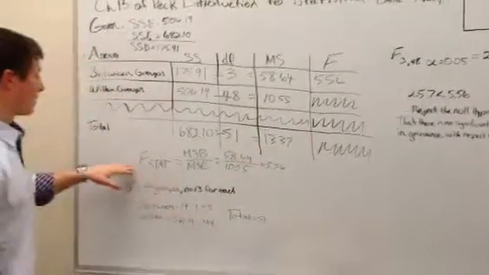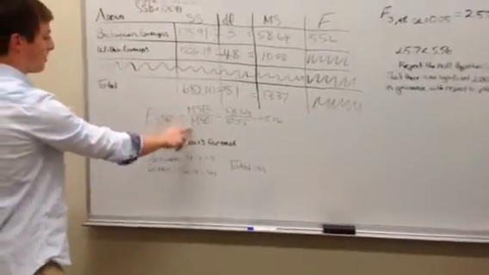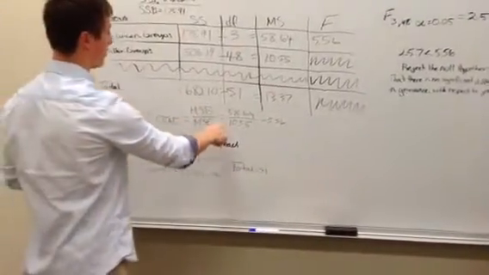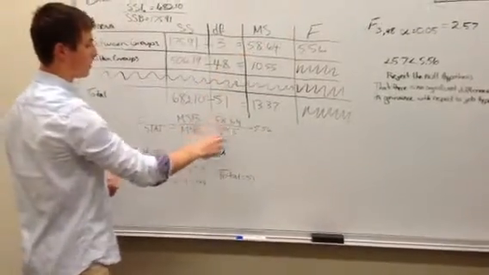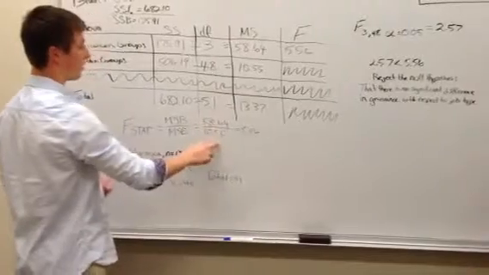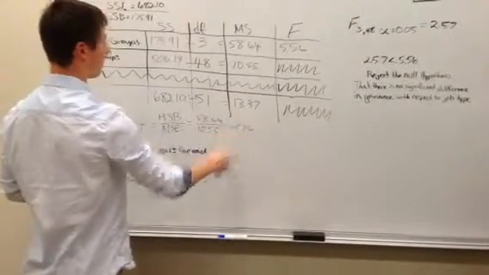In order to get the F statistic, you take the MSB over the MSE, and then from the table it was 58.64 and 10.55, and then the F statistic calculated was 5.56.